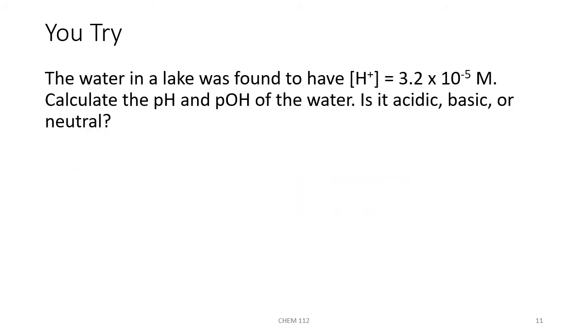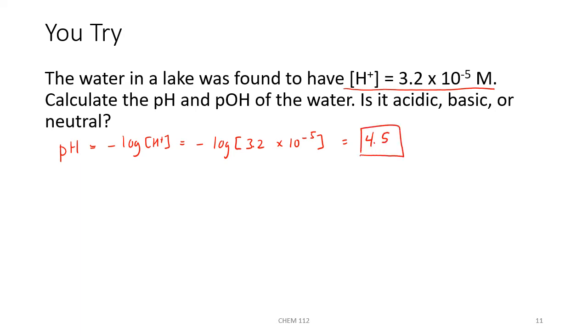The water in a lake was found to have a hydrogen ion concentration of 3.2 times 10 to the negative 5th molar. Calculate the pH and the pOH of the water. Is it acidic, basic, or neutral? We are given the hydrogen ion concentration, so the pH is equal to the negative log of the hydrogen ion concentration. So we'll take the negative log of 3.2 times 10 to the negative 5th, which gives us a pH of 4.5.